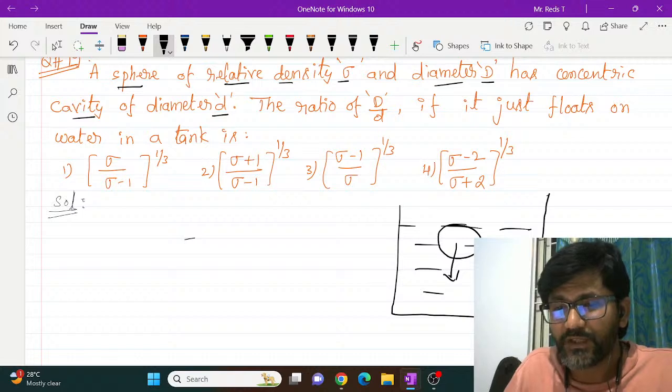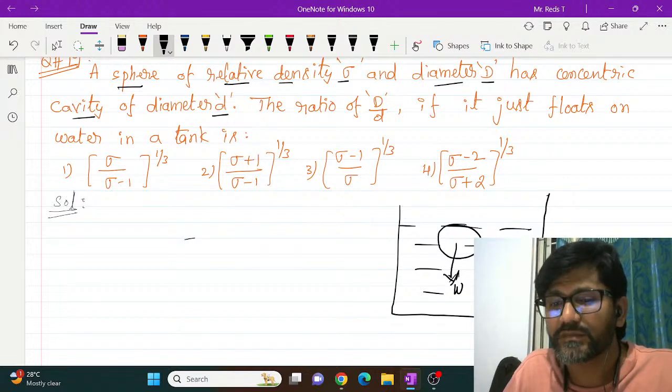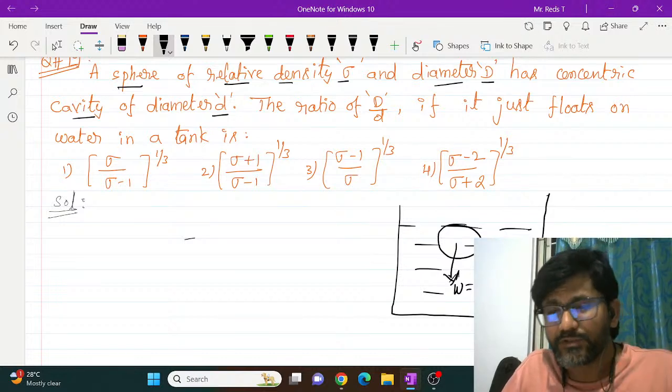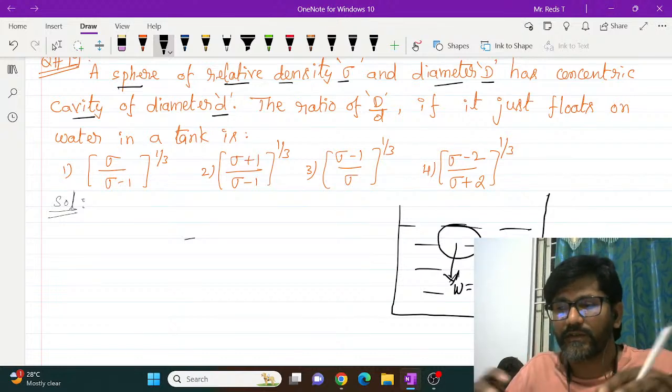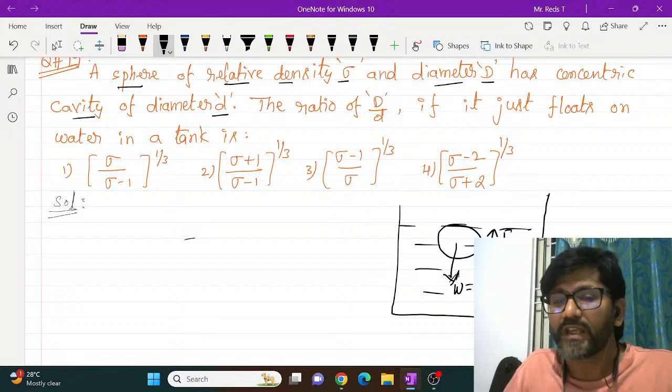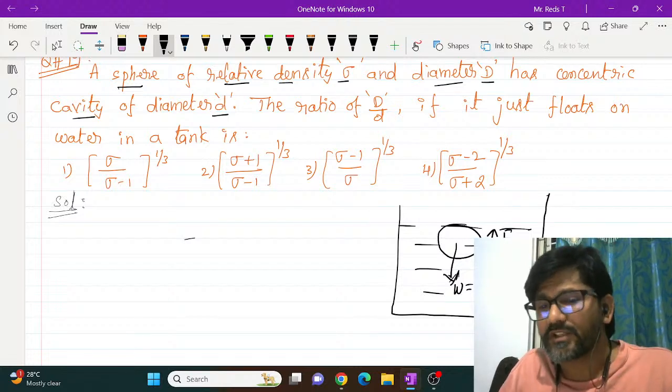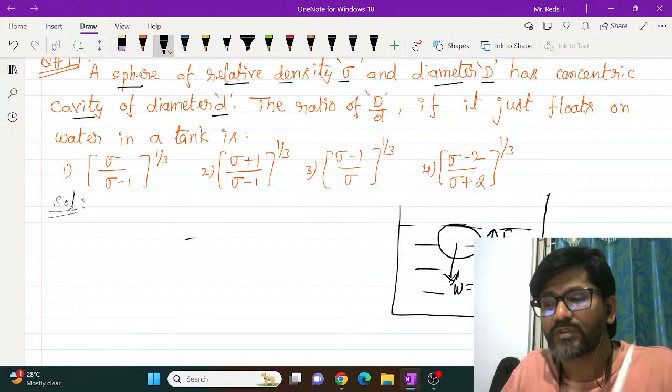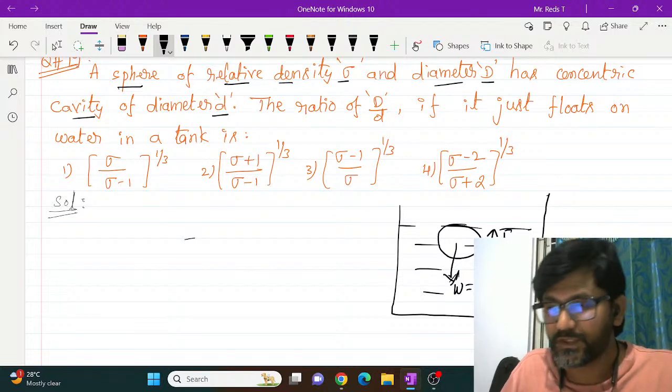Whenever there is a sphere of density rho, it will have some mass, and because of the mass it will have some weight. W is equal to m into g. If it is floating, a force called upthrust force will act on it. Upthrust force is also called buoyant force. If weight is more than upthrust force, it will sink. If it is floating, both are equal. That's what you have to understand.